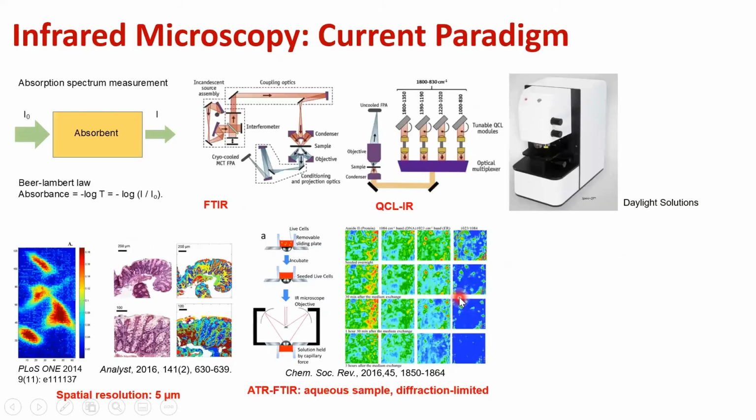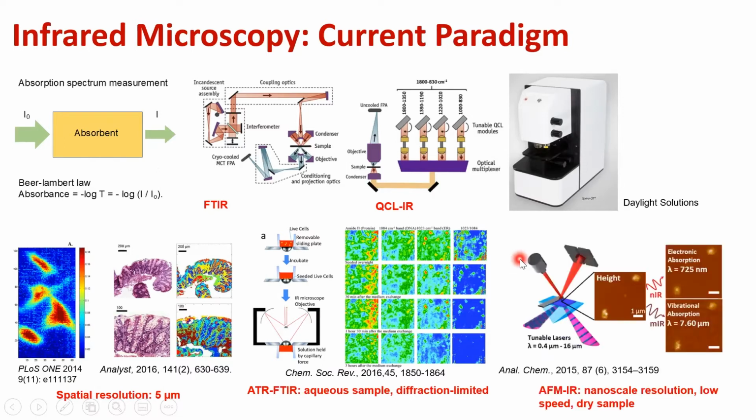Infrared microscopy itself is a large field. This is based on Beer's law for infrared absorption, and this can be implemented through an FTIR microscope, or more recently through a QCL laser-based IR microscope. Yet this conventional approach suffers from spatial resolution, which is a few microns, and we cannot see any details inside a cell, and we cannot apply this to living cells because of water absorption.